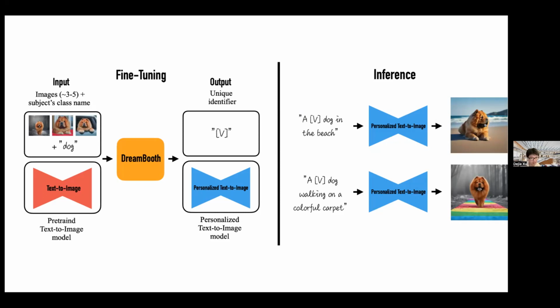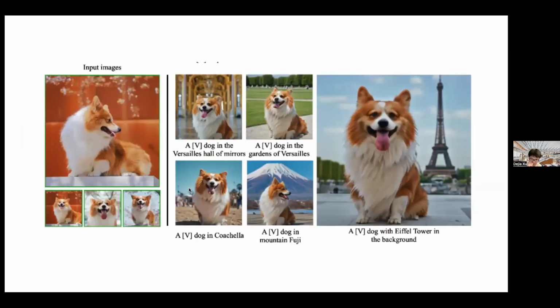So you can see on the right-hand side, when we say a V dog in the beach, we generate our dog instead of some random dog. Yeah, this is pretty cool because the model can actually associate what we feed into it with their previous knowledge. And even after our fine-tuning, it can still generate arbitrary images with diverse contents.